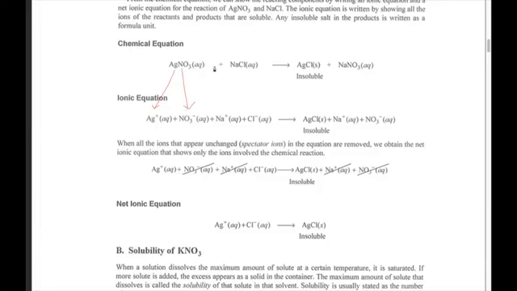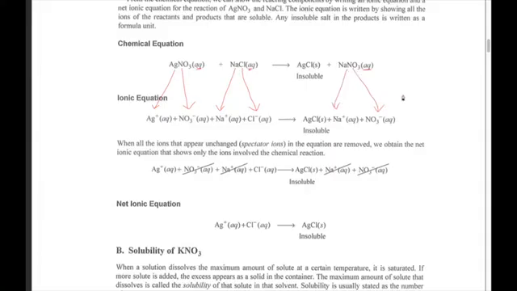So again, anything that has that aq after it as its state symbol is going to be split up into its ions. So sodium chloride gets split up into sodium ions and chloride ions. We leave silver chloride alone; it stays a solid. So it doesn't separate into its free ions because it's insoluble. It stays together in a crystal. Our sodium nitrate, on the other hand, is aqueous, so it splits up into sodium ions and nitrate ions.